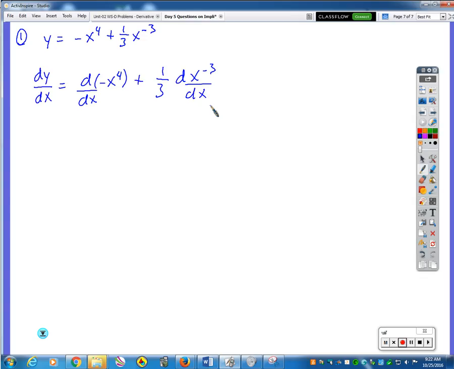Okay, so this first step, I used several rules. First one was the golden rule of algebra. You do something to one side, you got to do it to the other side. So I took the derivative of both sides. Then I used the add subtract rule next to split them apart. And then I used the constant rule to pull out the one third. That's as far as I've got.